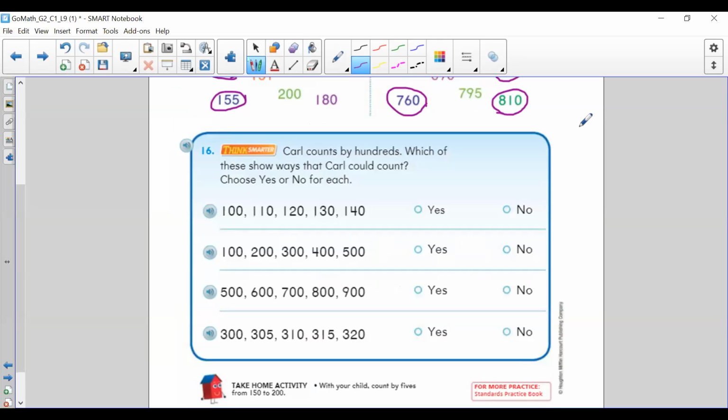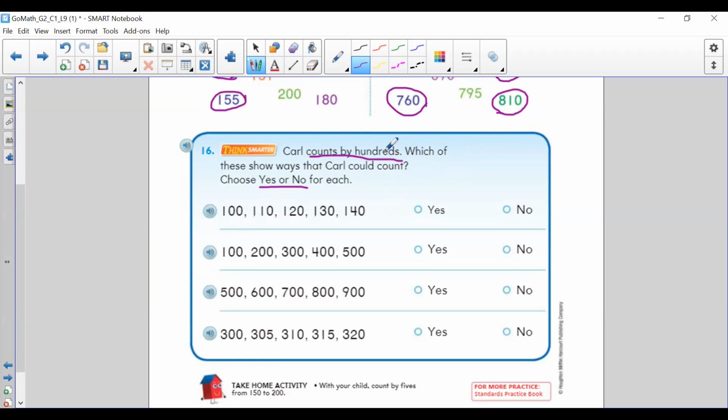Okay, very last, we have a little bit of test practice here. See if we can bubble in. Carl counts by hundreds. Which of these shows ways that Carl can count? Choose yes or no. So we are going to choose yes or no, not both. Carl is counting by hundreds, so we want to underline that. That's important. We're annotating. And which of these shows ways that Carl can count? So that means we have to jump by hundreds. I mean by tens. Excuse me, boys and girls.